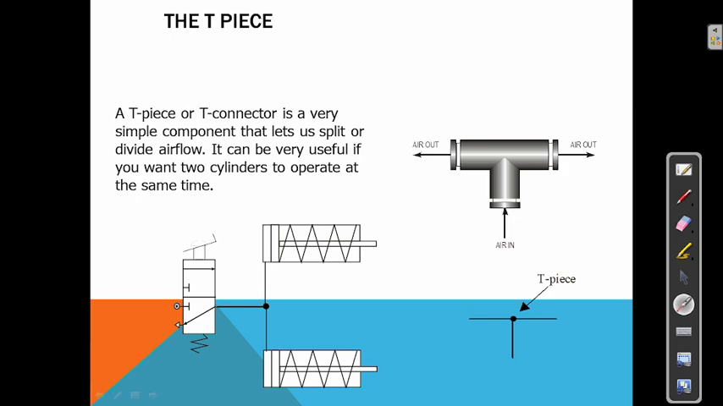It can be very useful. Why? Because if we want two cylinders to operate at the same time, we can use this. See here, the pressurized air is going in, and we will have some air output here as well as here. If we want to move a piston over here and a piston over here, this one is cylinder 1 or piston 1, this one is cylinder 2 or piston 2, we can use both of those cylinders at the same time. This is the main purpose of this T-piece.